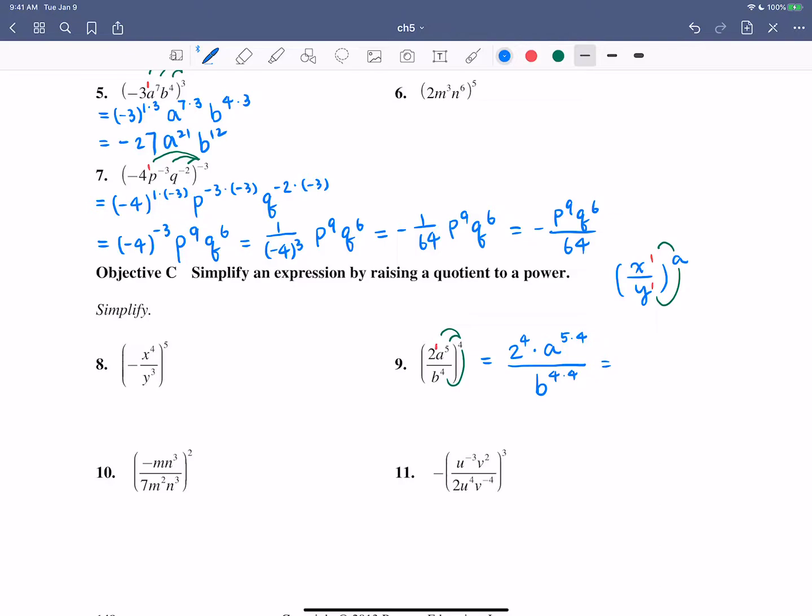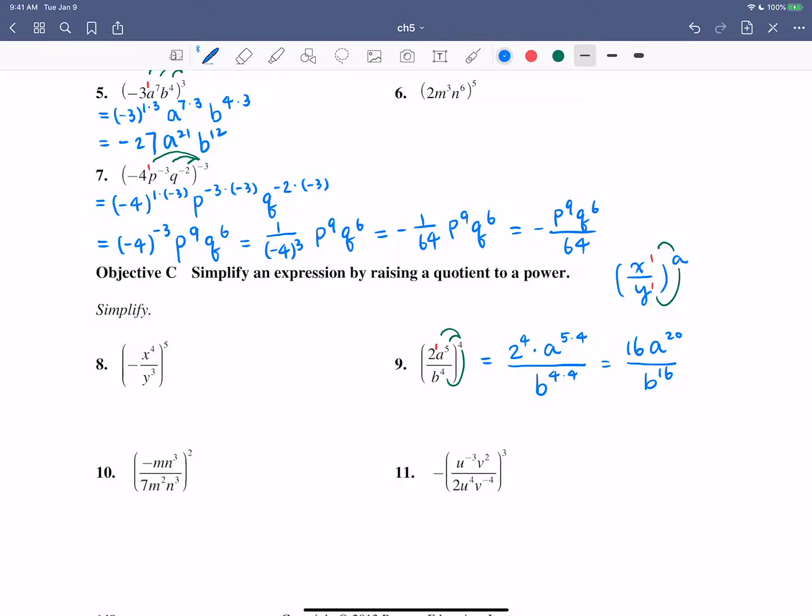Let's further simplify this. 2 to the 4th is simply 16. A to the 20th over B to the 16th. Number 11. Number 11 is pretty crazy.